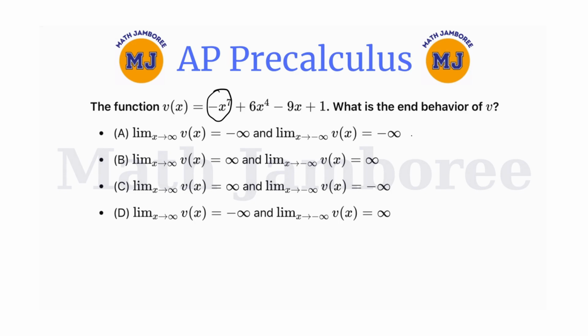To do that, I'm going to analyze negative x to the power of 7 by splitting it into two pieces. First, I will analyze the x to the power of 7 section. When you put a negative value for x, since the exponent is an odd number, this is going to result in negative. And when you put a positive value for x, this is going to result in positive.